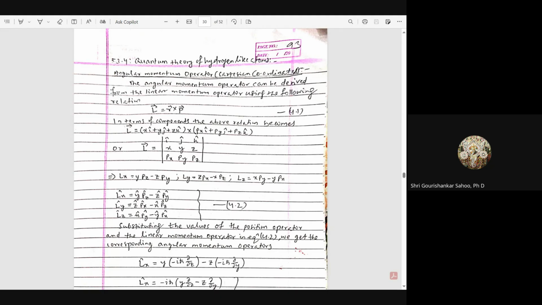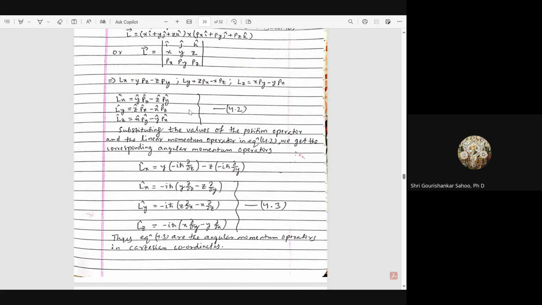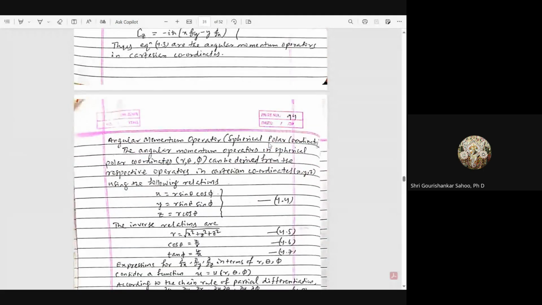By substituting these values of the position operator and the linear momentum operator in the equation, you get the corresponding angular momentum operators. Lx cap is equal to minus i h cross, y del by del z minus z del by del y. Similarly, Ly cap can be written as minus i h cross, z del by del x minus x del by del z, and Lz cap is equal to minus i h cross, x del by del y minus y del by del x. So the angular momentum operator in Cartesian coordinates can be written as such.